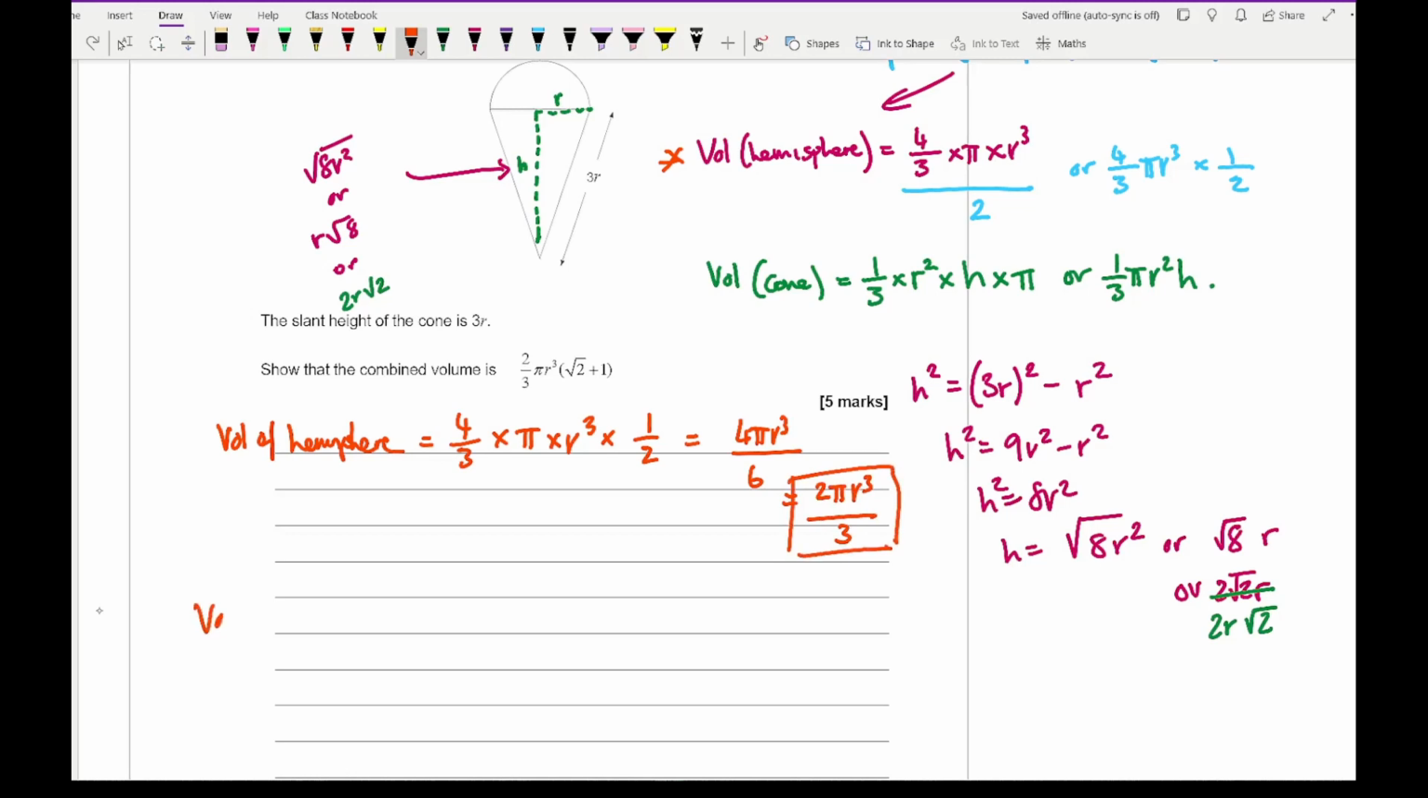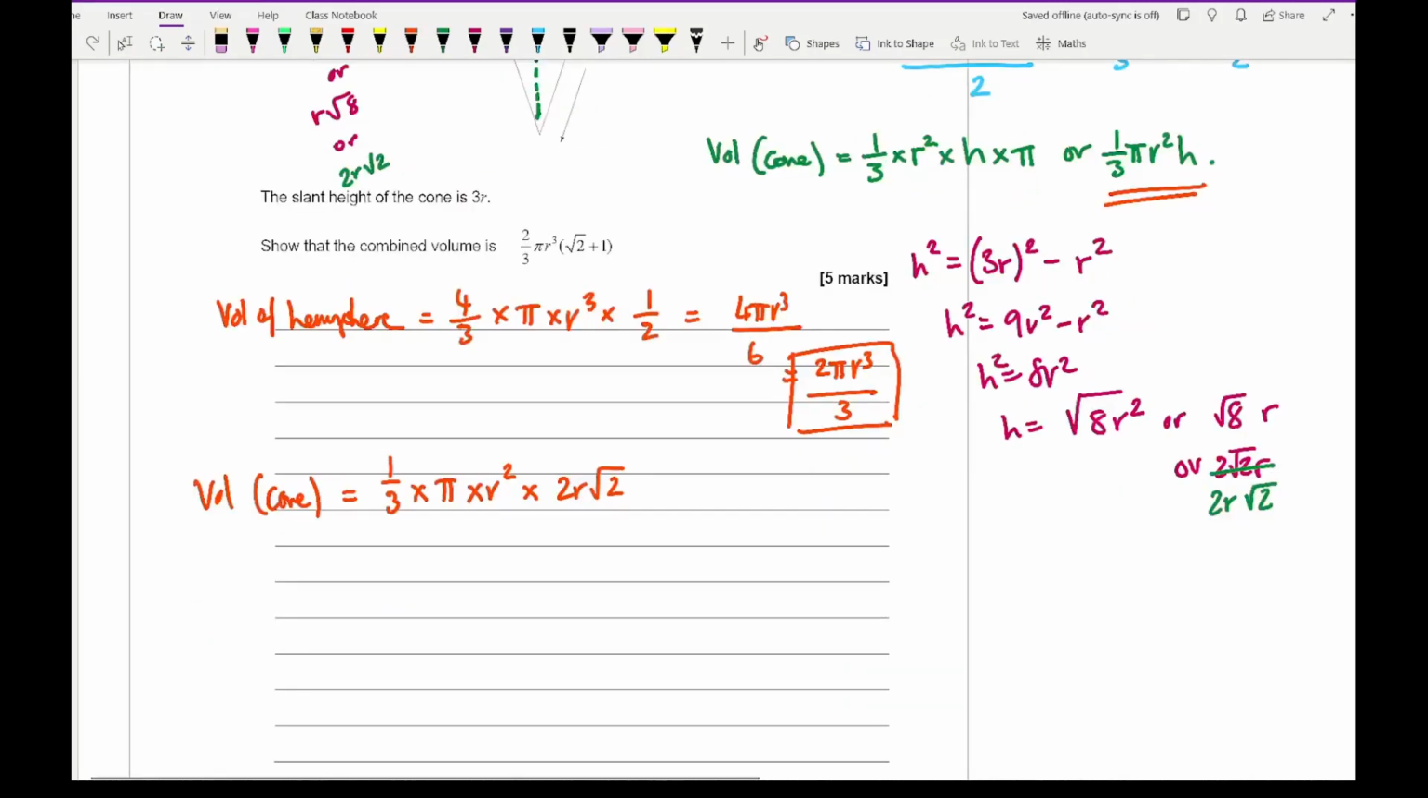Then if I work out the volume of the cone, in which I'm going to use, let's go for this formula here, in which I've got 1/3 times pi times r squared times h, which is 2r root 2, and simplifying all of this, I get 2 pi r cubed root 2 over 3. Got a root 2 in there somewhere. There we go. It's probably not the neatest way of writing it, but that's basically the volume of a cone simplified. And so all that's left for me to do is to add these two boxes together.